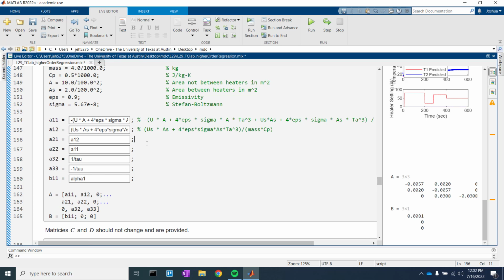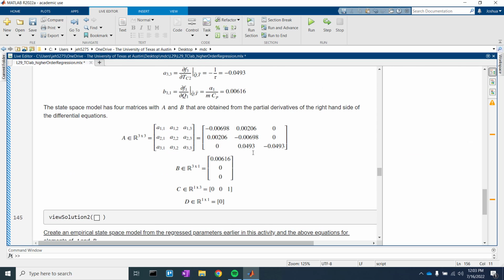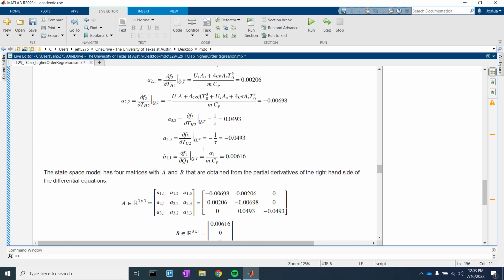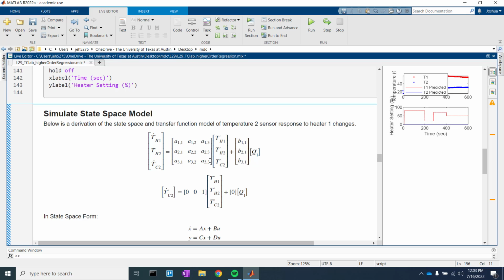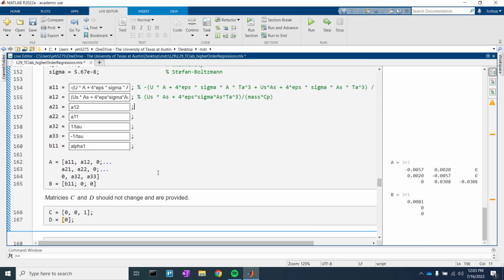Then for heater 2, these are the same coefficients as heater 1, just reflected. So how heater 1 affects heater 2 is going to be what's in A21, and how heater 2 affects itself is going to be the same as A11. Then we have 1 over tau, and negative 1 over tau. Remember, those coefficients are from right here. And if we look at our state space form up here, what that's modeling is how the heater affects itself, and how heater 2 and sensor 2 affect one another. And that's obviously going to be opposite. Any heat transferred from one will go to the other.